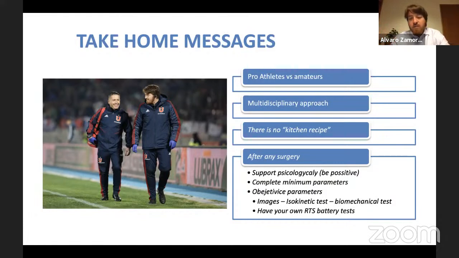It's always important to be positive, complete a minimum of parameters, and objective parameters are images, isokinetic test, biomechanical test, and we have to produce our own return to sport battery test.